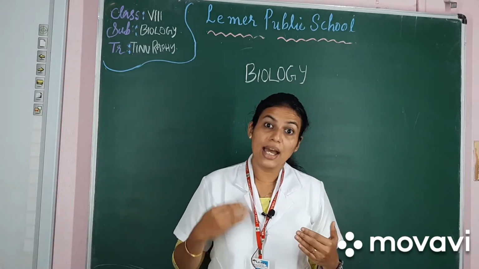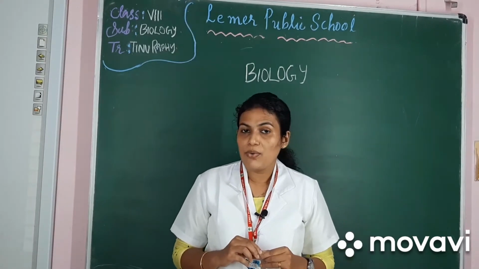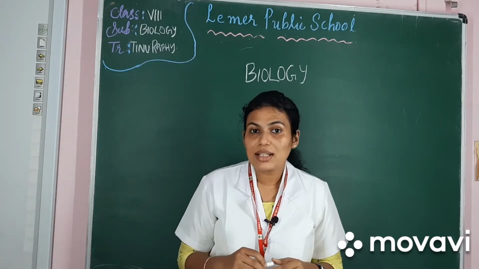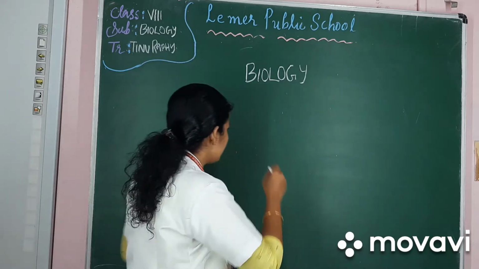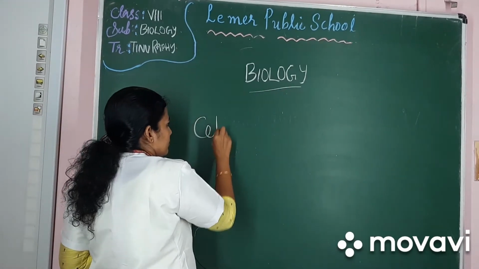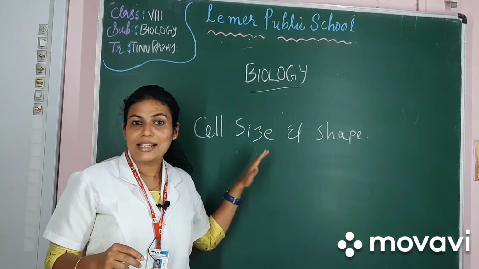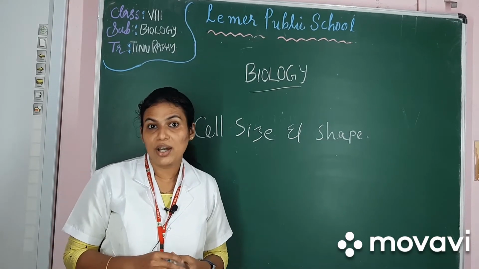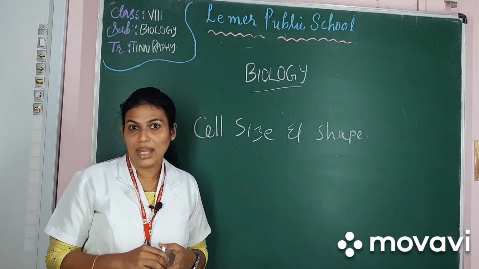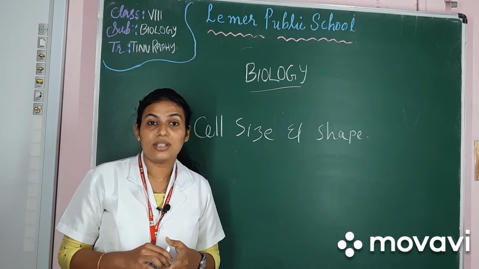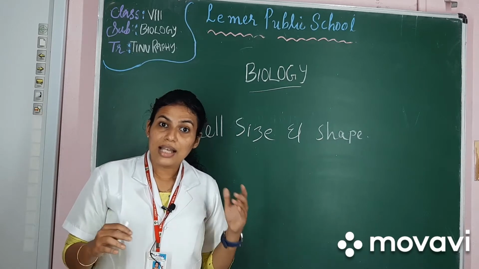In the human body and other organisms, different cells are seen in order to perform specific functions. In today's class, we are going to learn about cell size and shape. The cell size and shape vary based on the function performed, but do not depend on the size of the organism. That is, the size and shape of cells depend on the function they perform.